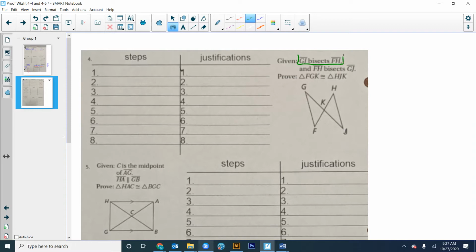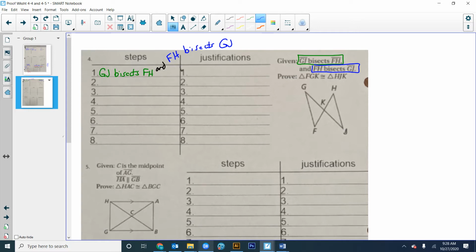GJ bisects FH. GJ bisects FH. And FH bisects GJ. This is not always going to happen where they bisect each other. So I'm going to walk you through it. I'm going to color code this for you so we can see what's the result from the green box and what's the result from the blue box.